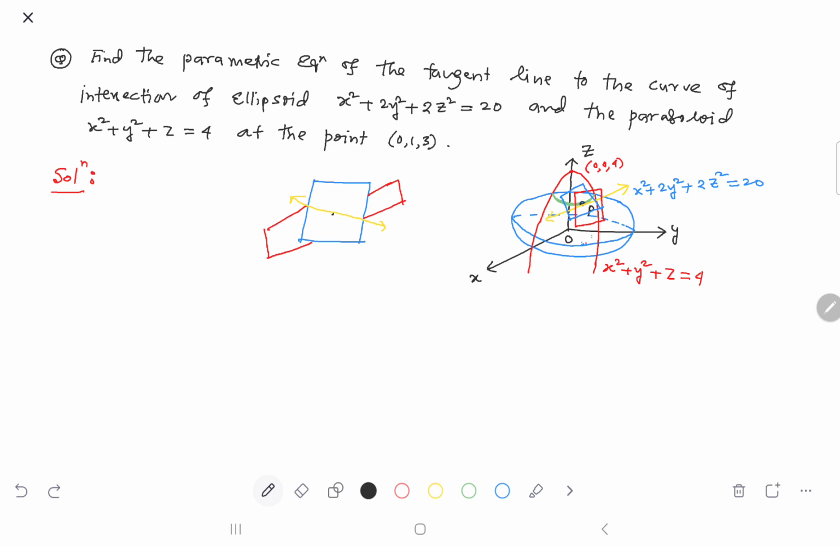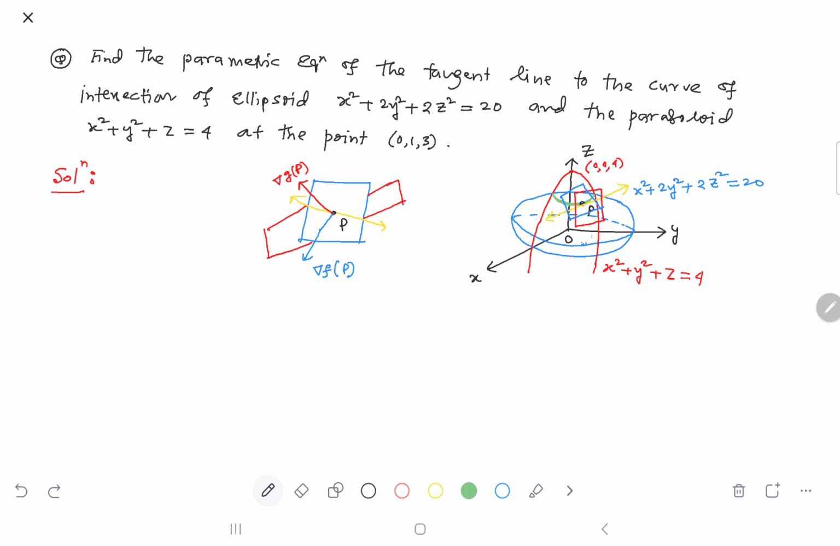Now we have here the point P. Now we have the normal vector here for this tangent plane. This is nothing but the gradient of the ellipsoid F, so gradient of F at the point P. Also we have the normal vector for the other plane, this way, right? This is the gradient of G at the point P, if you call G the paraboloid.